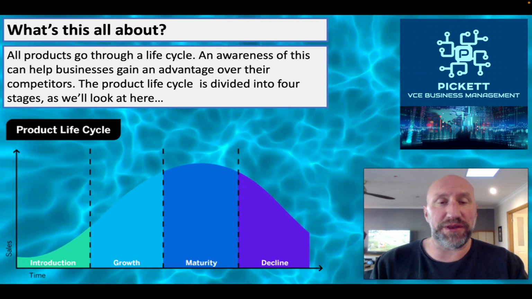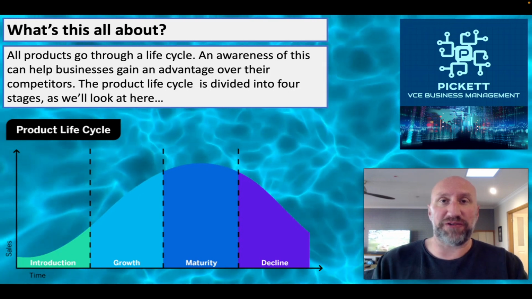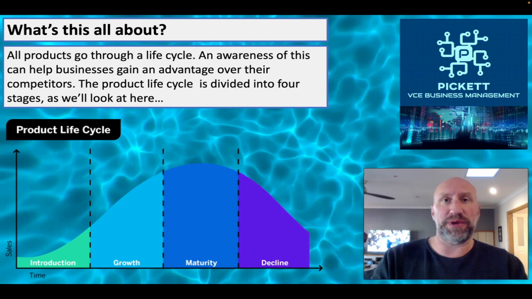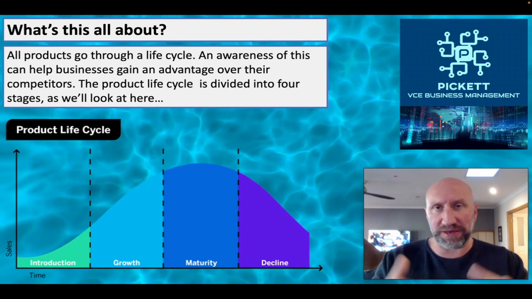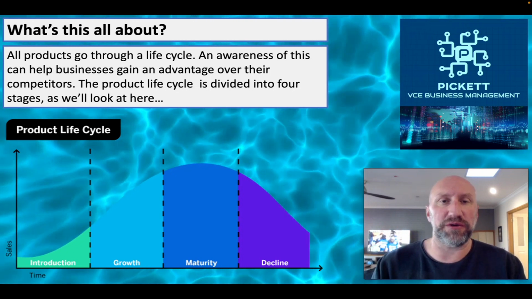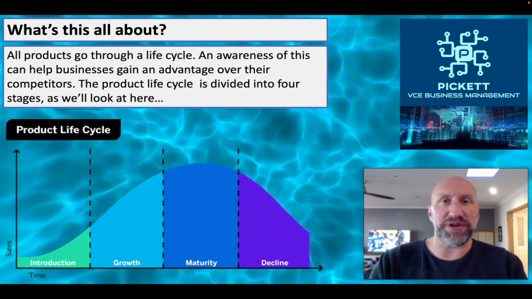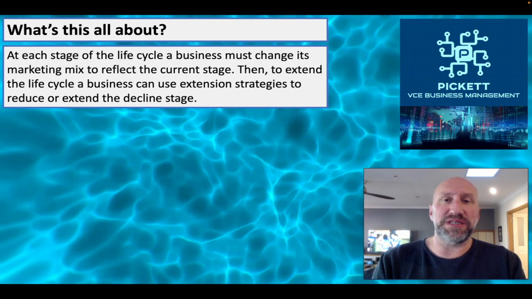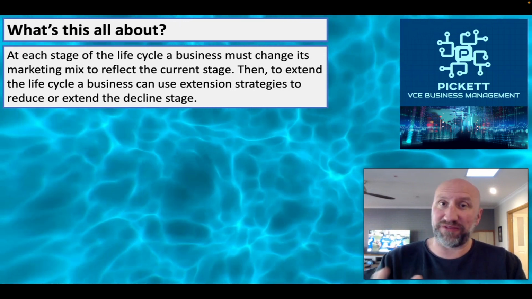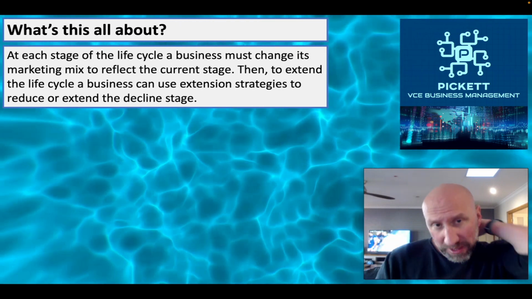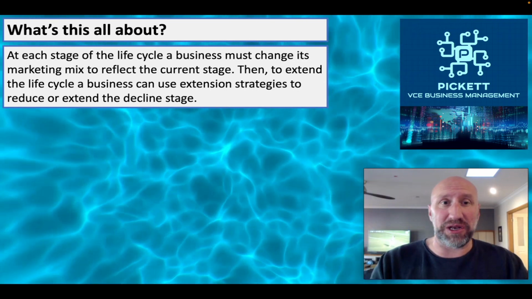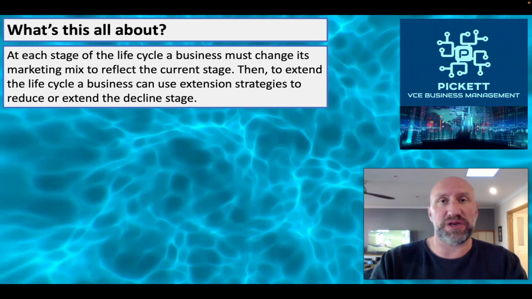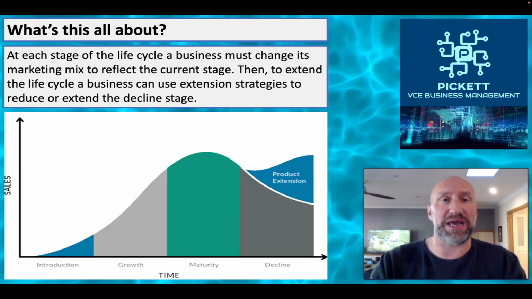And just to put out there, the reality is some products have a really short life cycle. It might only be a year or two, and some can be many, many decades. I'll give some examples at the back end of the video to put it into perspective. At each stage of the life cycle, the business must change its marketing mix, those 7 Ps we looked at in the last video. And to extend the life cycle, a business could also use extension strategies. I'll talk about that when we get into the decline and extension stage at the end.